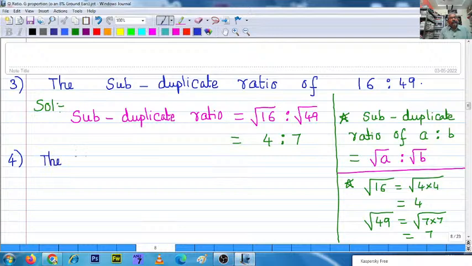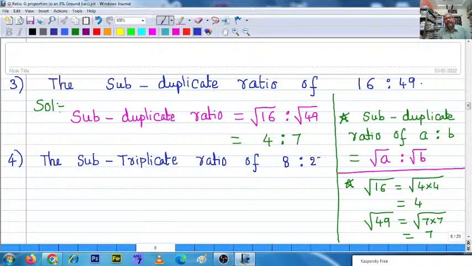The sub-triplicate ratio of 8:27. So what is the sub-triplicate ratio of 8:27? Can you find out? Okay, my dear students, let us try. So now directly I can proceed. Take the cube root of each term, 8 and 27.